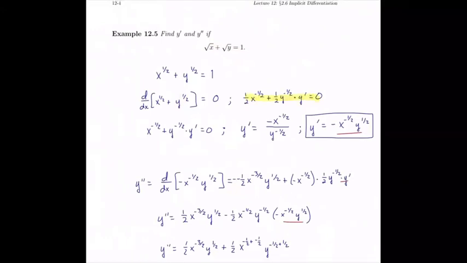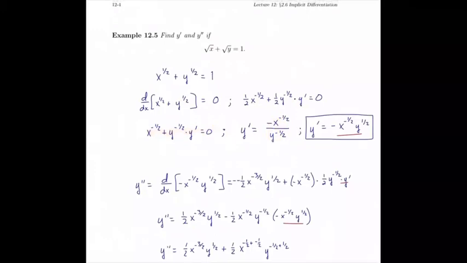Okay, so now multiply both sides by 2 to get rid of those pesky 1/2. So those are gone, and we have this line. We want to solve for y prime. So I'll subtract x to the negative 1/2 from both sides. Then I'll divide by y to the negative 1/2. And I end up with this expression for y prime. And since I know I want to take another derivative of this, I'd rather it not be a quotient.